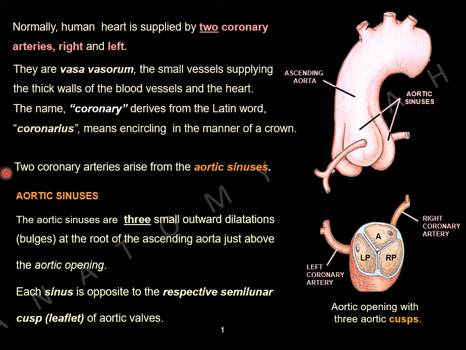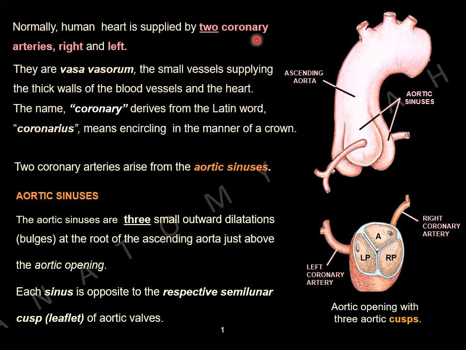Two coronary arteries arise from the aortic sinuses. What are the aortic sinuses? The aortic sinuses are three small outward dilatations or bulges at the root of the ascending aorta just above the aortic opening. Each sinus is opposite to the respective semilunar cusp or leaflet of the aortic valve.